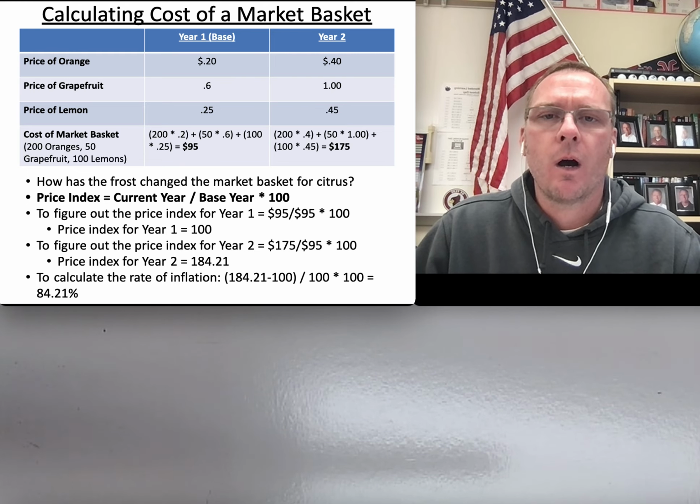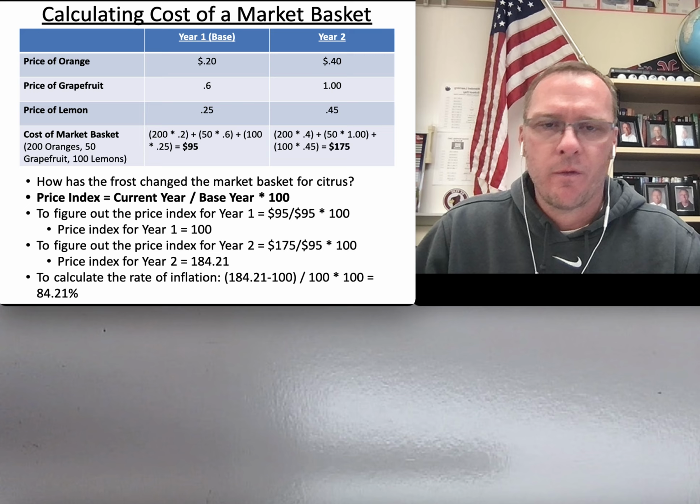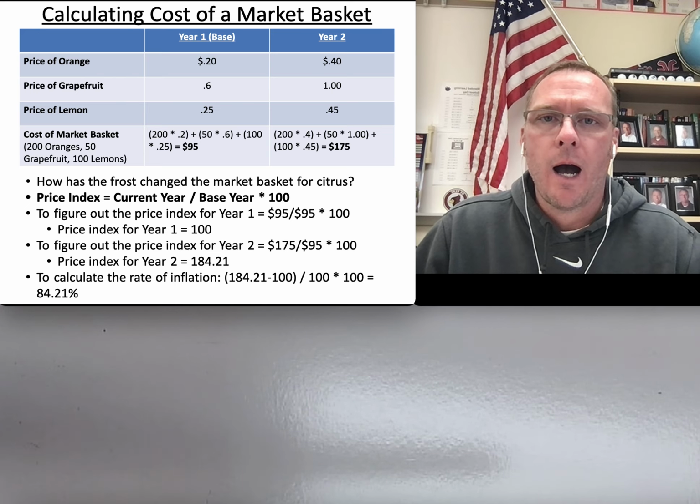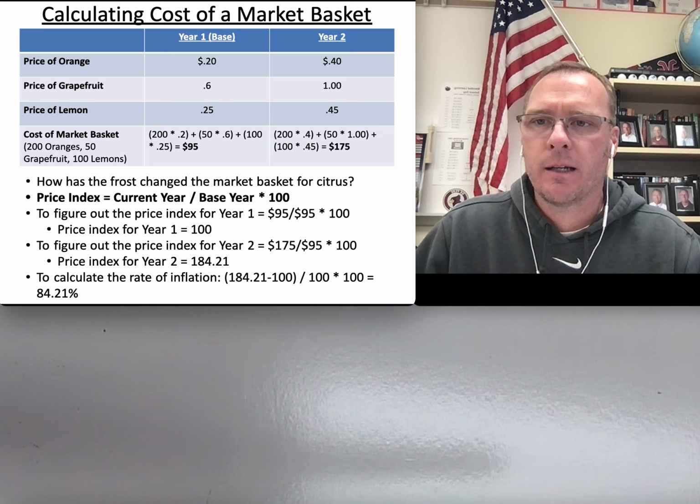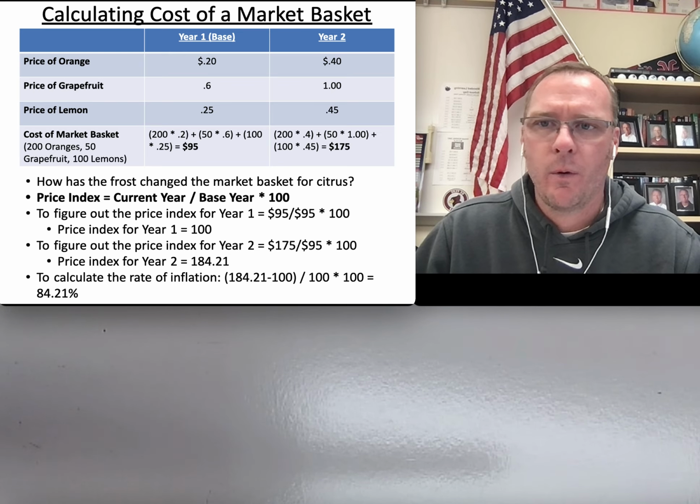Year two adds up to $175. So to figure out my year two price index here, I would take the 175 and divide it by 95 times 100, and then you'd figure out that the price index for year two is 184.21.